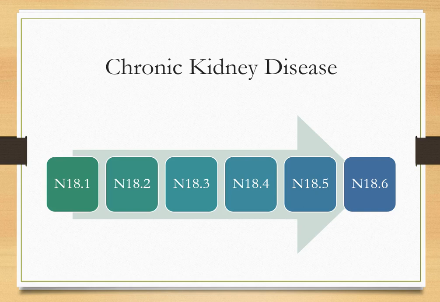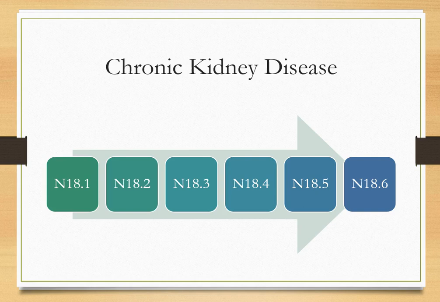The ICD-10-CM code set classifies chronic kidney disease based on severity, and the severity is designated by stages 1 through 5. So, for example, stage 2, N18.2, is for mild CKD. N18.3 is stage 3, which is moderate. And then stage 4, N18.4, is severe.